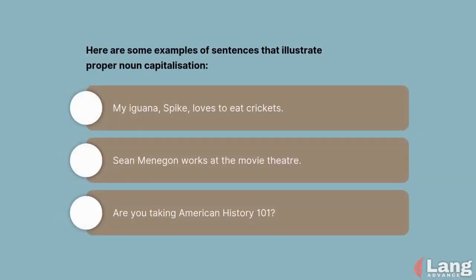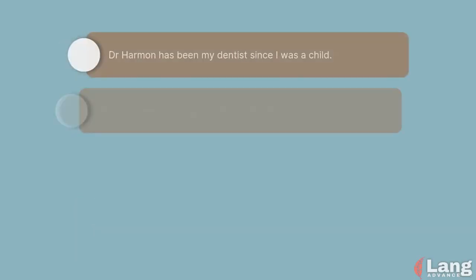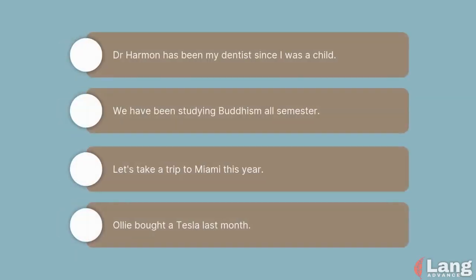Here are some examples of sentences that illustrate proper noun capitalization. My iguana, Spike, loves to eat crickets. Sean Menegon works at the movie theater. Are you taking American History 101? Dr. Harmon has been my dentist since I was a child. We have been studying Buddhism all semester.